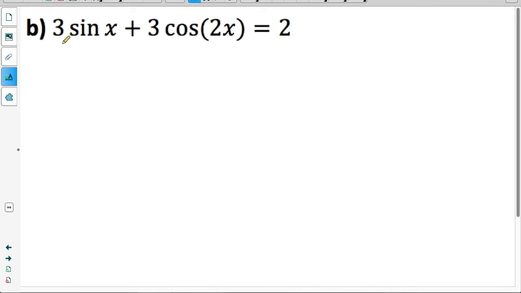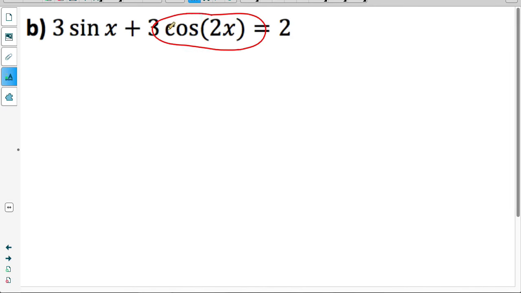Part B, this is the most difficult one we've done yet, and you'll see why as we go through. So let me walk you through this one. This one says 3 sine x plus 3 cos of 2x equals 2. So once again, notice that it's 2 different trig functions. So we want to use some identities that we know to either rewrite the sine function in terms of a cosine function or rewrite the cosine of 2x function in terms of a sine function. Right? We want a single trig function involved in this equation.